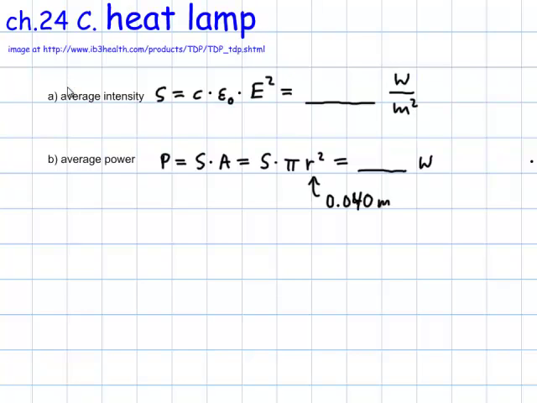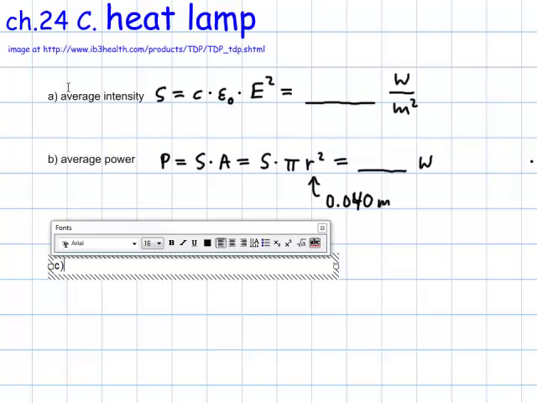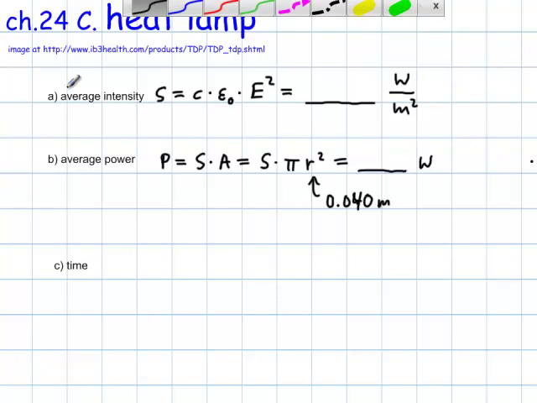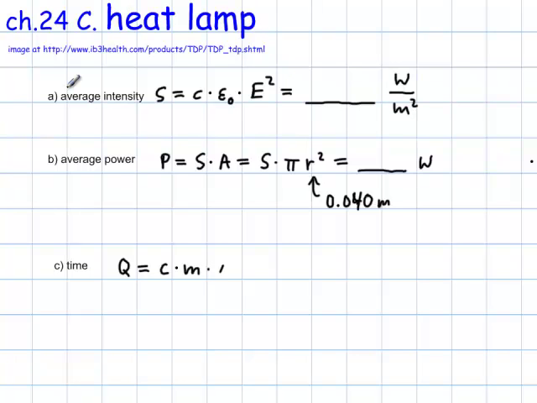And the third part in here is the time it takes to heat up that area. What we would have to do here is go back to a previous chapter on the specific heat capacity, respectively that the heat needed to heat up a material would be the specific heat capacity times the mass times the change in temperature.